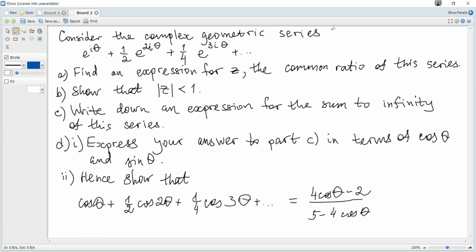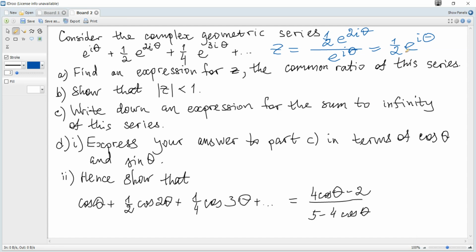Consider the complex geometric series. Find an expression for z, the common ratio of this series. The common ratio is any term divided by the previous, and let's consider the second divided by the first. So it becomes a half e to the power of 2iθ divided by e to the power of iθ, and just applying a rule for division of powers, it becomes a half e to the power of 2iθ minus iθ, which is just iθ.